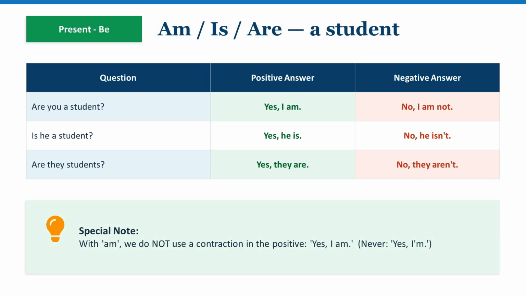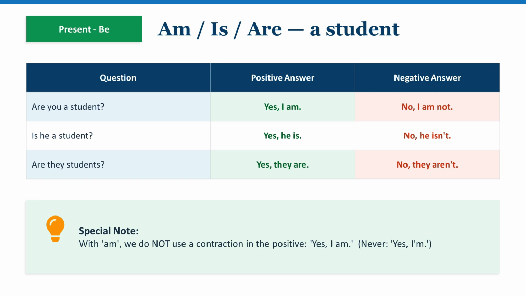Now let us move to questions with the verb be, that is, am, is, and are. Are you a student? Yes, I am. Or, no, I am not. Is he a student? Yes, he is. Or, no, he isn't. Are they students? Yes, they are. Or, no, they aren't.